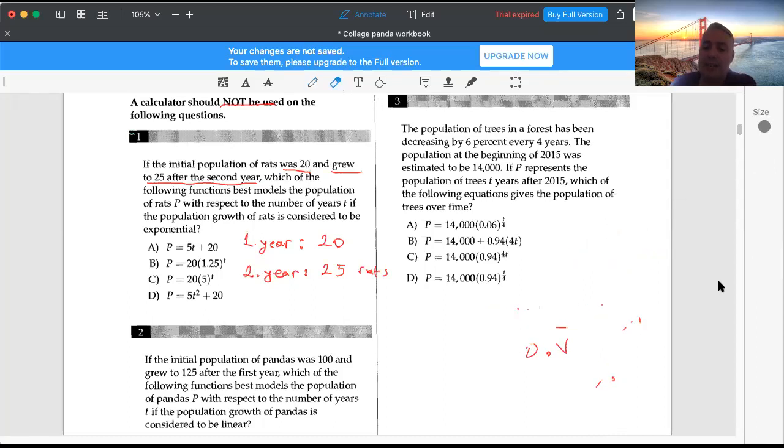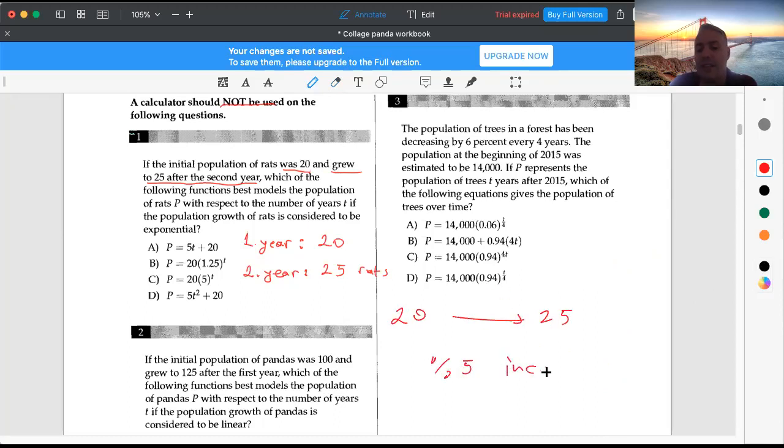Okay, so what can I say then? It's so clear that from 20 to 25 after the first year, we have a 5% increase. Okay, 5%, which means 0.05. Now, let us continue. Which of the following functions best models the population of rats P with respect to number of years T? The population growth of rats is considered to be exponential. So it says that this is exponential growth.